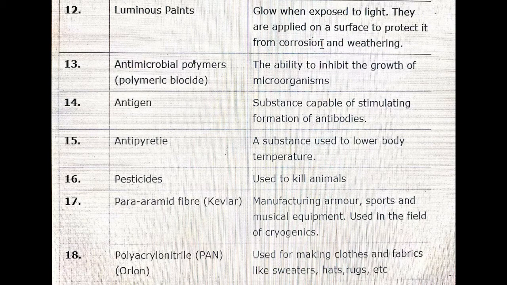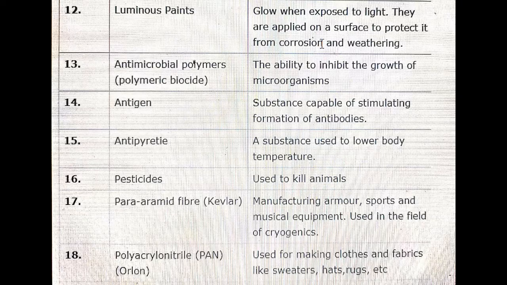Next is para-aramid fiber, which is also called Kevlar. It is used for manufacturing armor, sports and musical equipment. It is used in the field of cryogenics. Next is polyacrylonitrile. It is PAN or Orlon. It is used for making cloth and fabrics like sweaters, hats, rugs, etc.